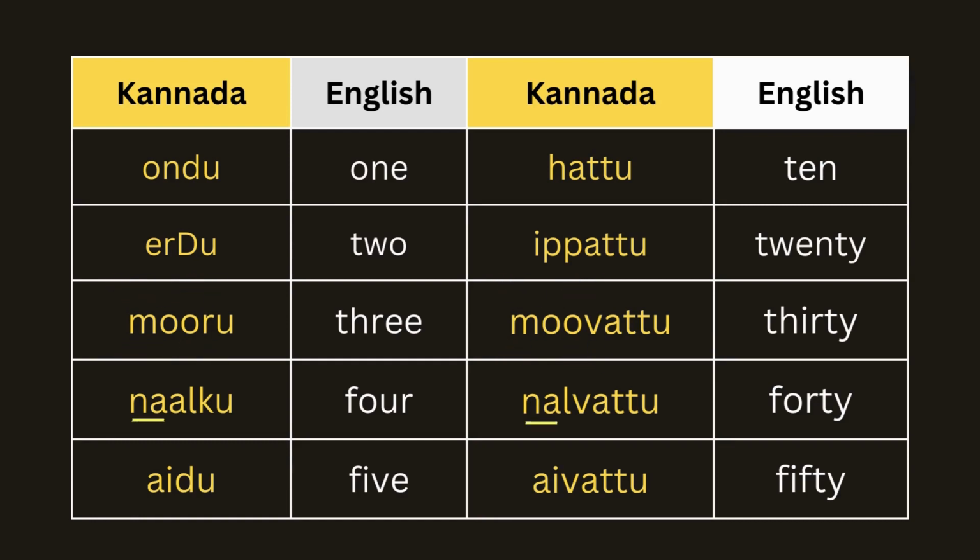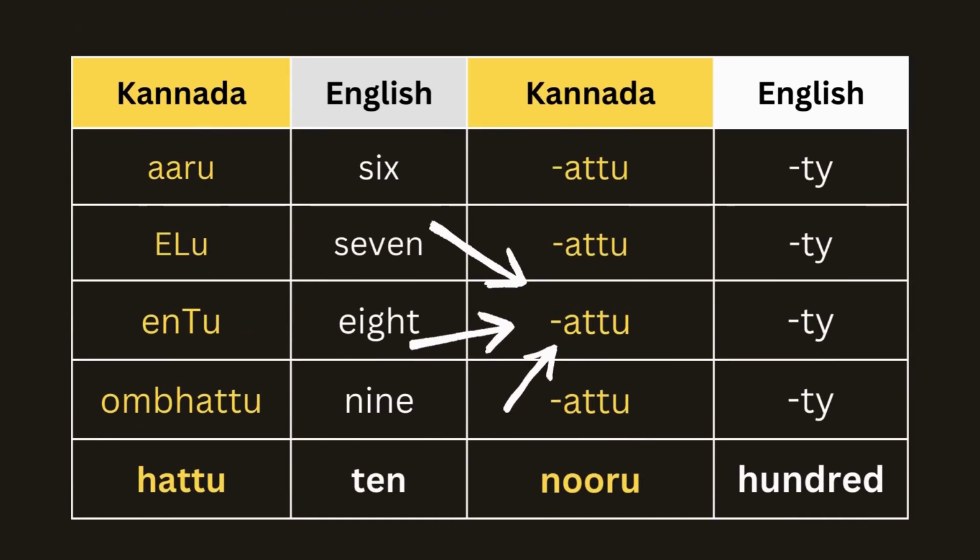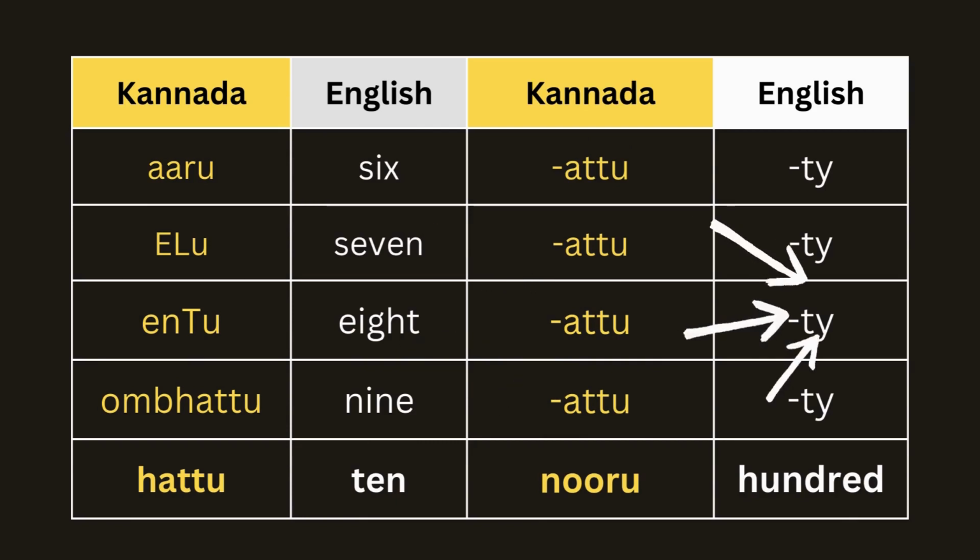Likewise, notice the similarity for the Kannada equivalents for 4 and 40. They begin with na, and for the Kannada equivalents for 5 and 50, beginning with ai, as in aidu and aivattu. Now, let's go Kannada versus English with reference to ending sounds for the tens. The Kannada tens end with attu as in ippattu, muvattu and naluvattu. The English tens end with T as in 20, 30, 40.